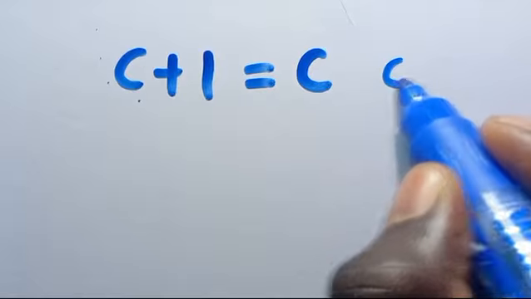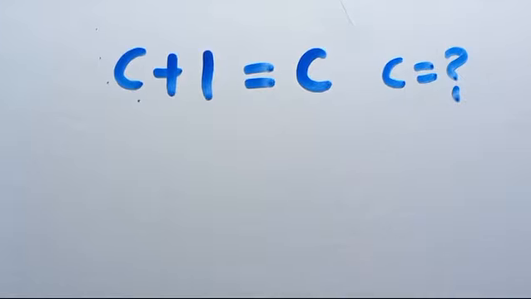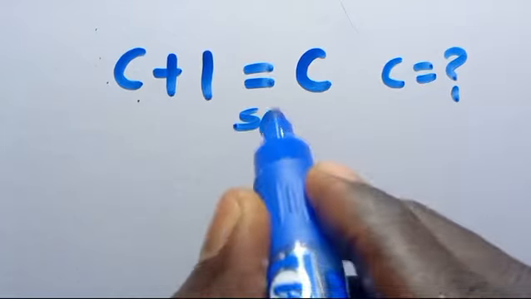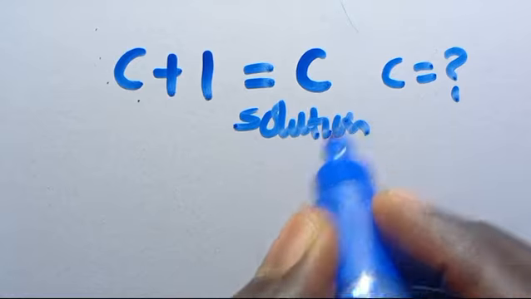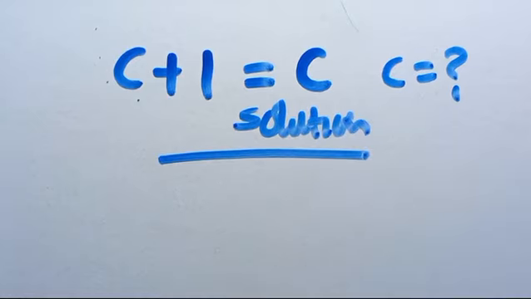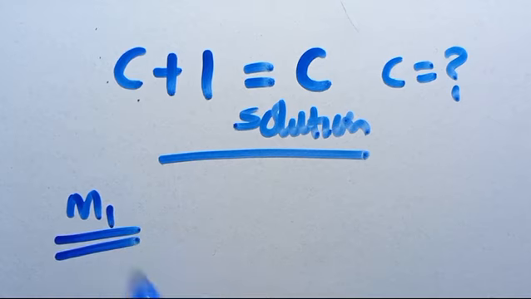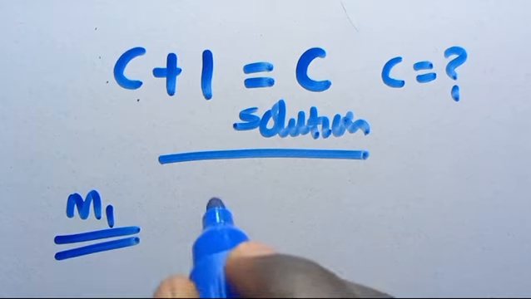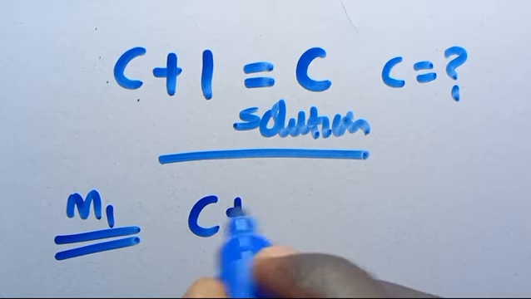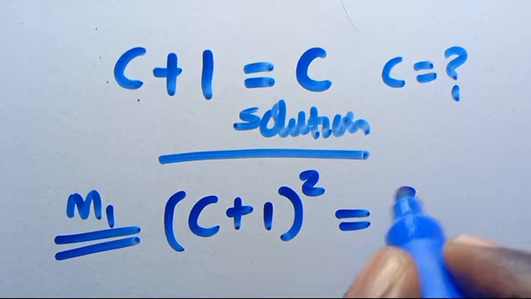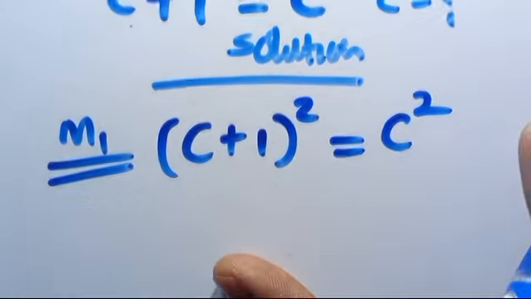In this video, what is the value of C? Given that you have |C + 1| equals C, then let's have it to be the solution. So from here, by applying method 1, let's square both sides. We have it to be (C + 1) squared equals C squared.